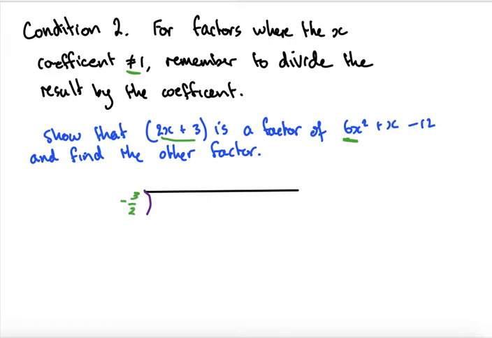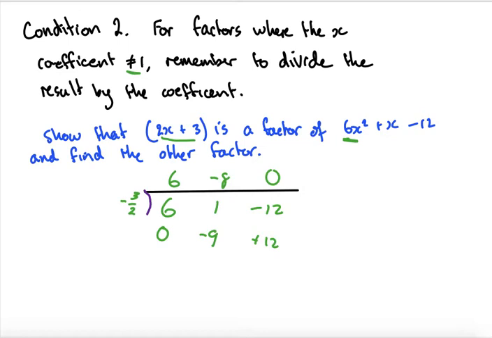And we write the coefficients. We've just got a 6x squared, a 1x, and a minus 12. So we find negative 3/2 times 6. No, we put a 0 down there first, don't we? Negative 3/2 times 6, that's negative 9. Add going up, that's negative 8. That's positive 12. Add going up, 0.